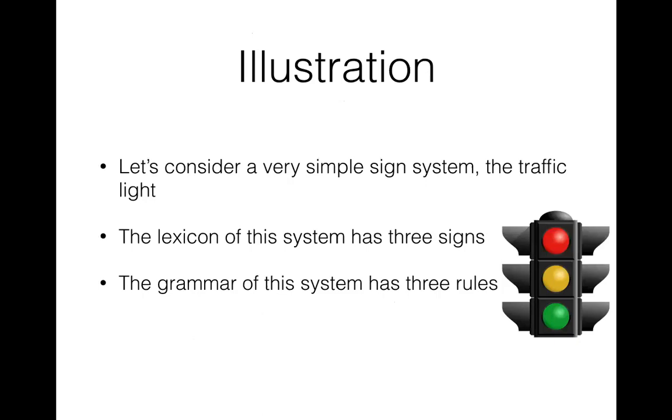I want to start illustrating this with a very simple sign system. We all know what this is. This is a traffic light. When you drive to campus or you're driving home, you have to follow the rules of the traffic light. Otherwise, you're going to get into an accident. Nobody wants to get into an accident. We can think of the traffic light as a very simple sign system, in that it has 2 parts: a lexicon and a grammar. The lexicon of the traffic light has 3 signs: the red light, the yellow light, and the green light. And the grammar of the system has 3 rules.